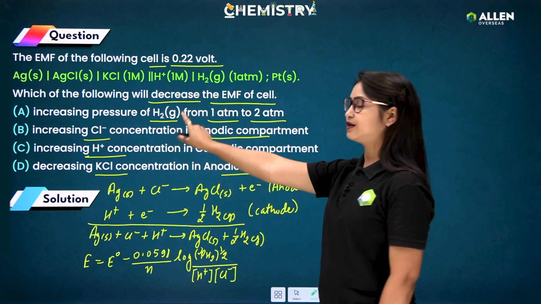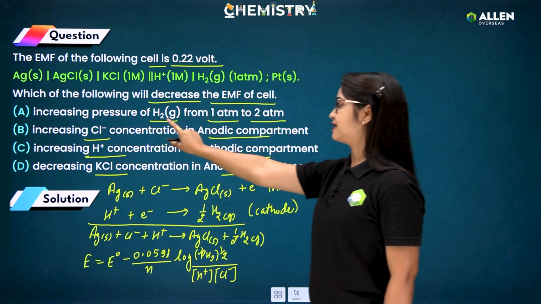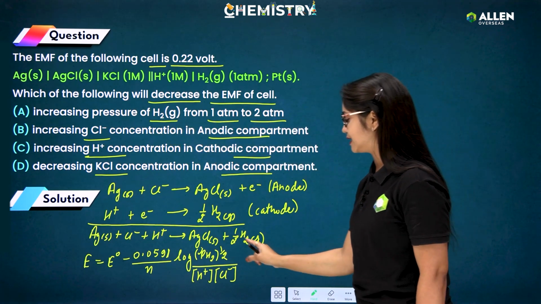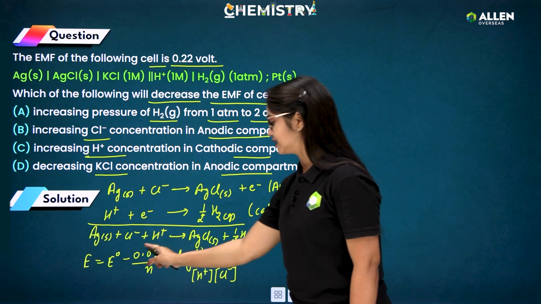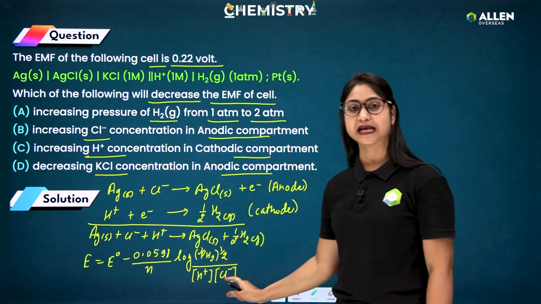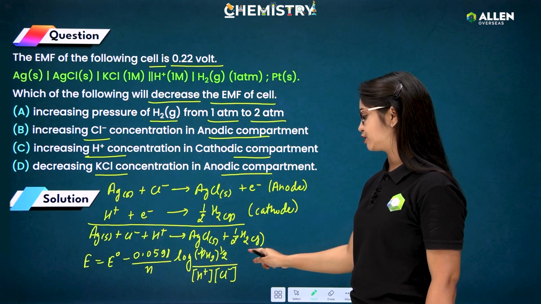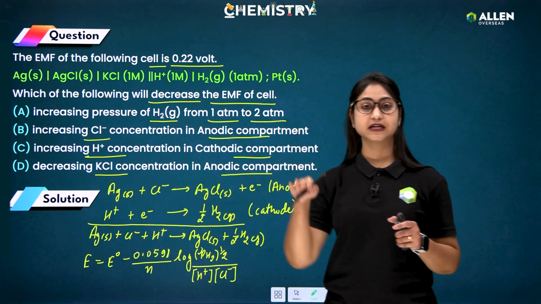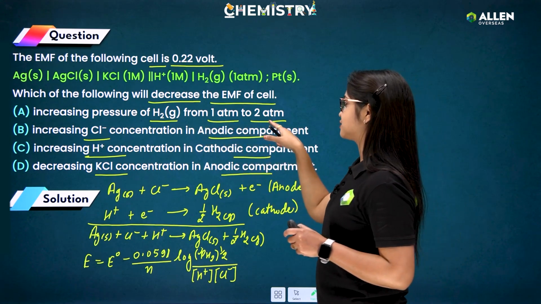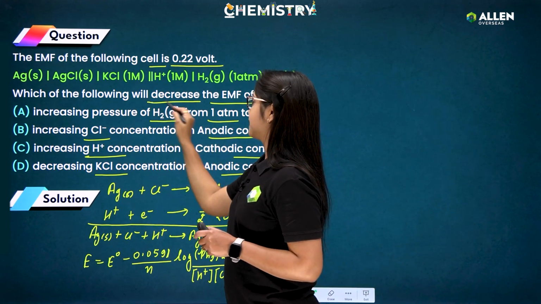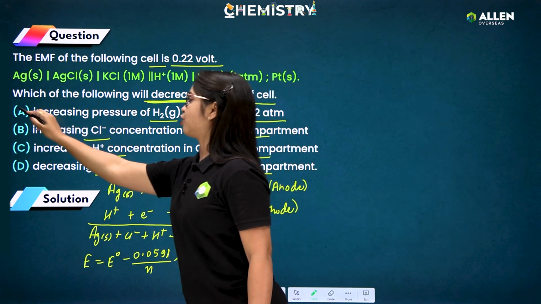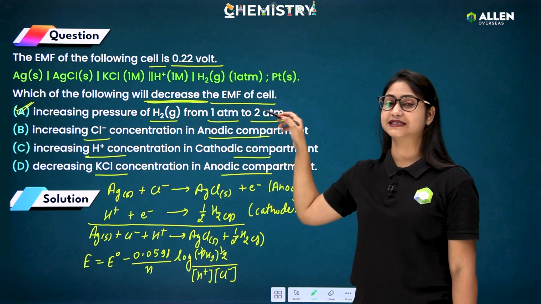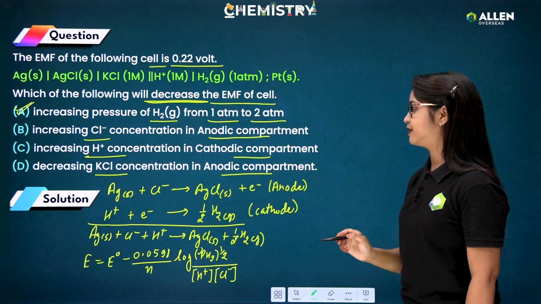So now let's check the options again. Increasing pressure of hydrogen gas from 1 atmosphere to 2 atmosphere. If we increase the pressure, you can see that this whole term has a negative sign. So when we increase the pressure, the negative value will increase and the EMF of the cell will decrease. So option A will be correct for this question, because we have to find the factor which is decreasing the EMF of the cell, right? So A will be correct.